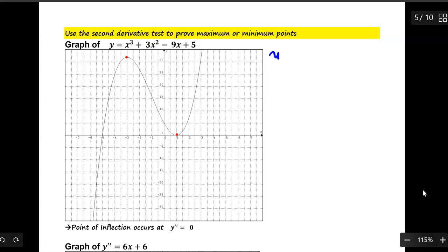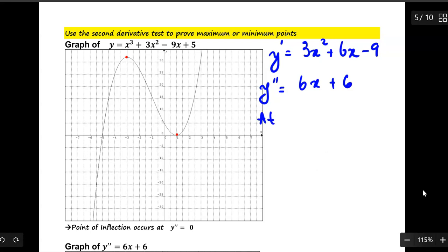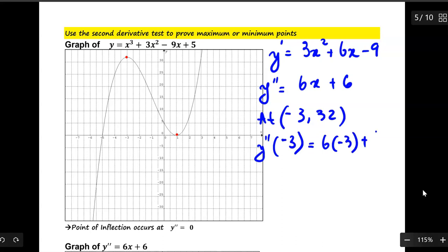So to do a derivative test, I'm going to rewrite my y prime, which is my first derivative. Okay, so the y double prime will be 6x plus 6. Alright, okay, so at -3 and 32, I will substitute this -3 in here. Then I will have 6 times -3 plus 6. I should have -18 plus 6, so I should have -12, which is less than 0.